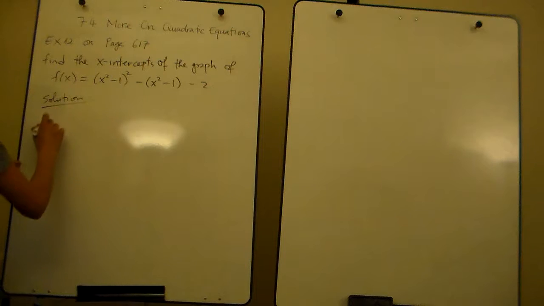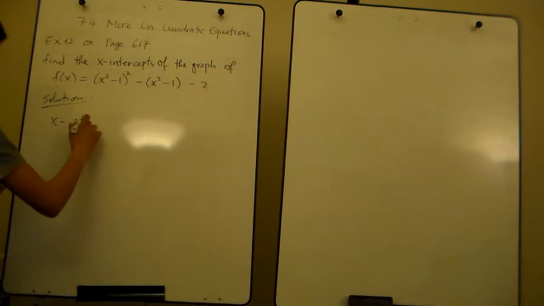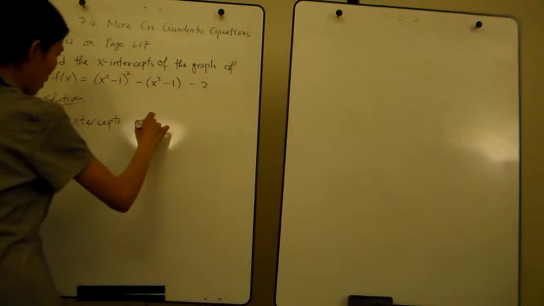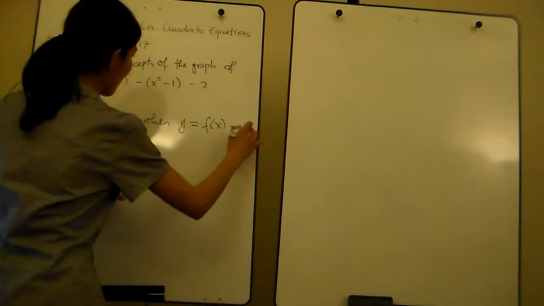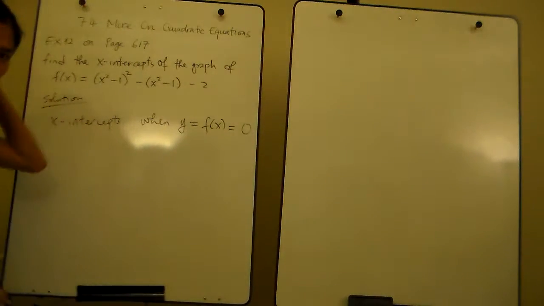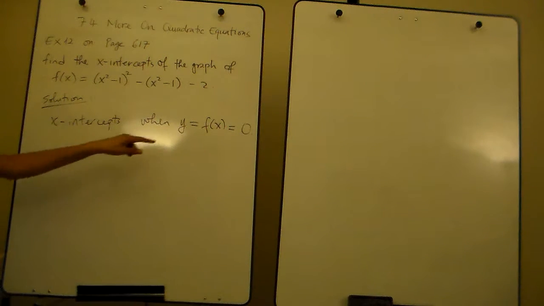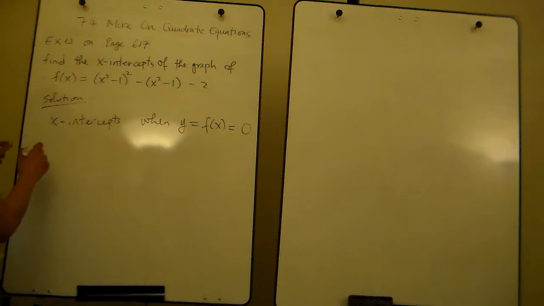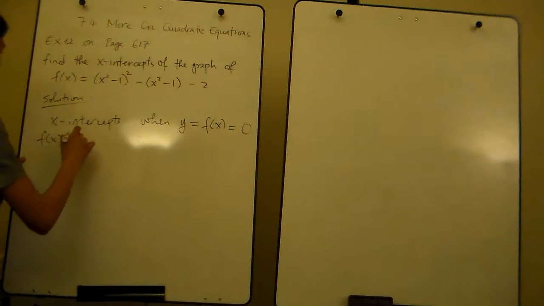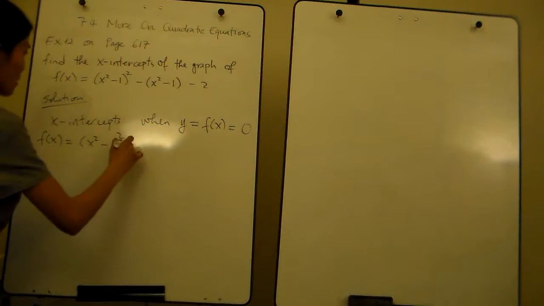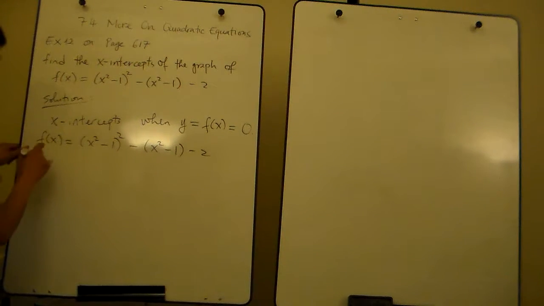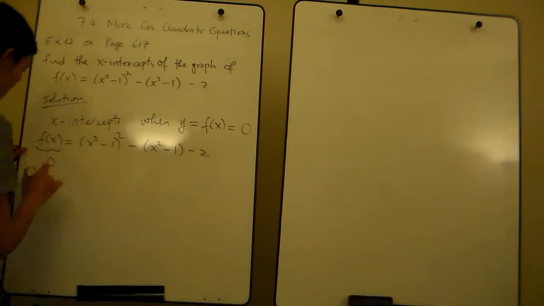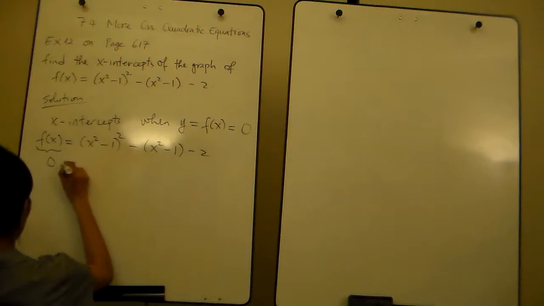You know that x-intercepts occur when y, or y here means f of x, equals 0. This is the definition. Make sure you know this. So that means to find x-intercepts, you will set f of x to 0. So 0 equals x squared minus 1 squared minus x squared minus 1 minus 2. This is the original function, so we replace f of x with 0 to find the x-intercepts.